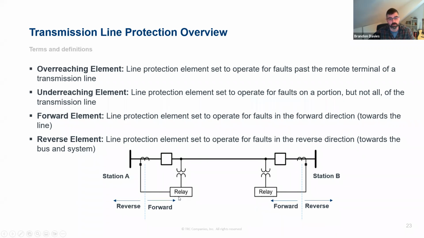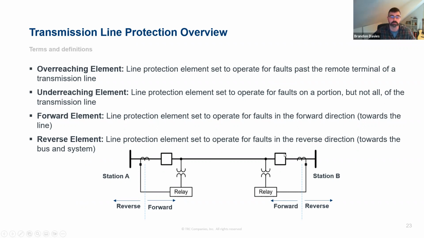And we can say that, okay, a forward for this CT is going to be faults on the line, and reverse is going to be faults behind the CT. So at the station bus, lines, whatever else is behind the station. And that's the same for each relay. So what's considered forward fault current for a relay at station A is going to be different than at station B because the relay is looking in the other direction.